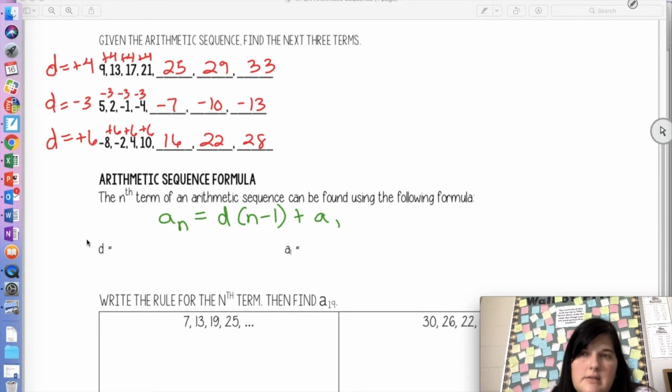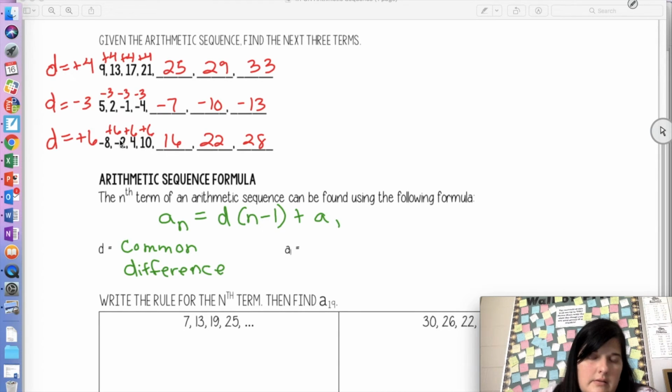So d stands for the common difference. We already know that. And you just find that by seeing what the difference is from one term to the next term. But then a sub 1 is the first term in the sequence.